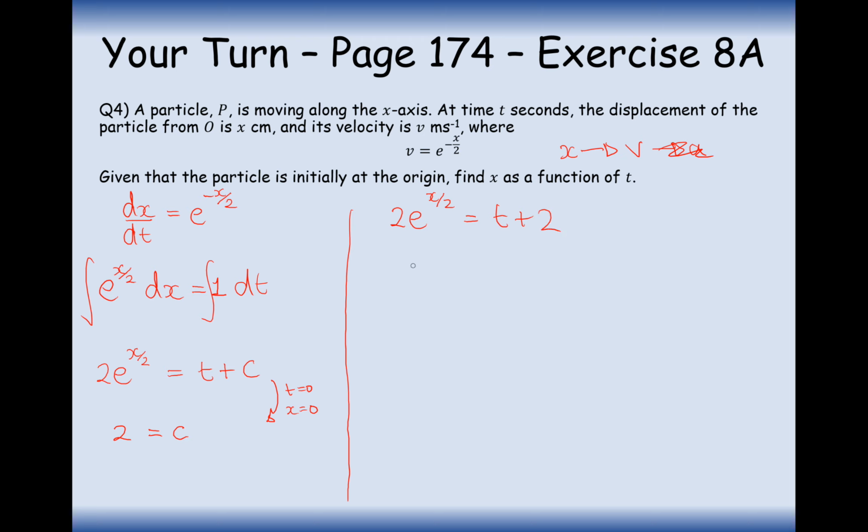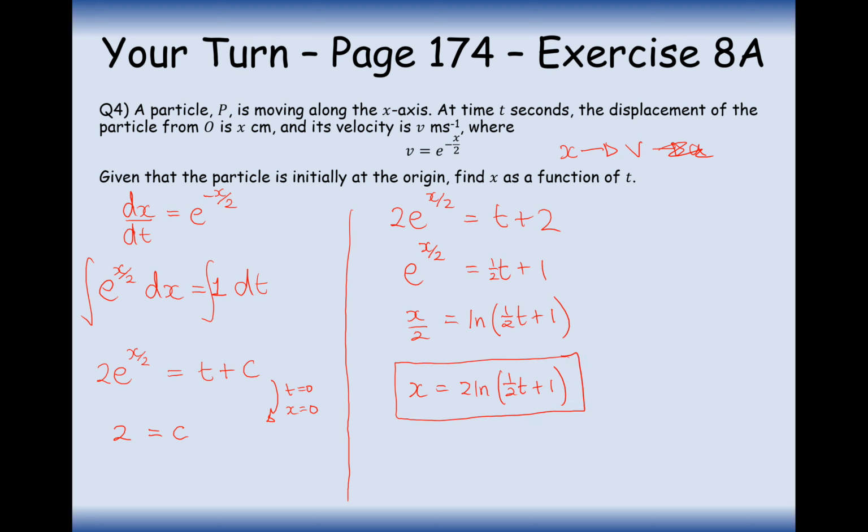plus 2. And now we have to rearrange this to make it x the subject. So divide both sides by 2, so it would be half t plus 1. Then we get rid of the e by taking ln of both sides, so x over 2 equals ln half t plus 1. And then times everything by 2, so it's going to be x equals 2 ln half t plus 1. And there's not many ways that we could probably simplify that anymore. We could move the 2 in as a square, but not much else can be done there. So there we are. That's an expression for x as a function of t.